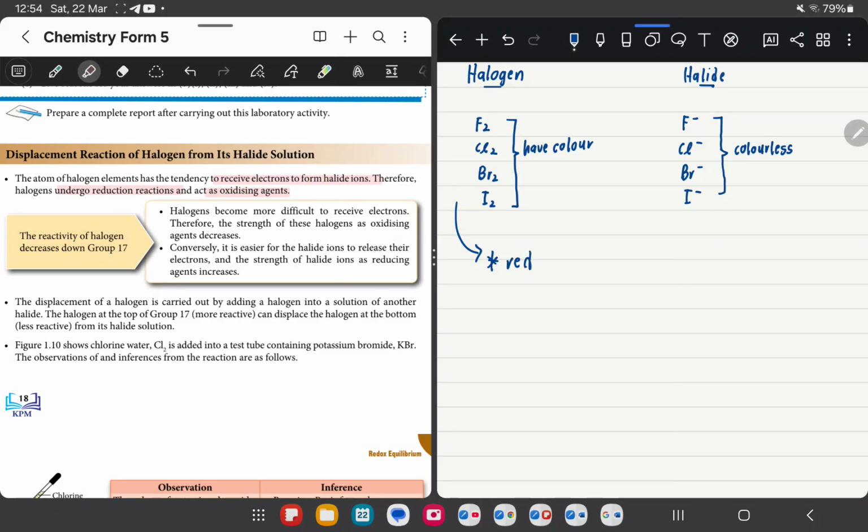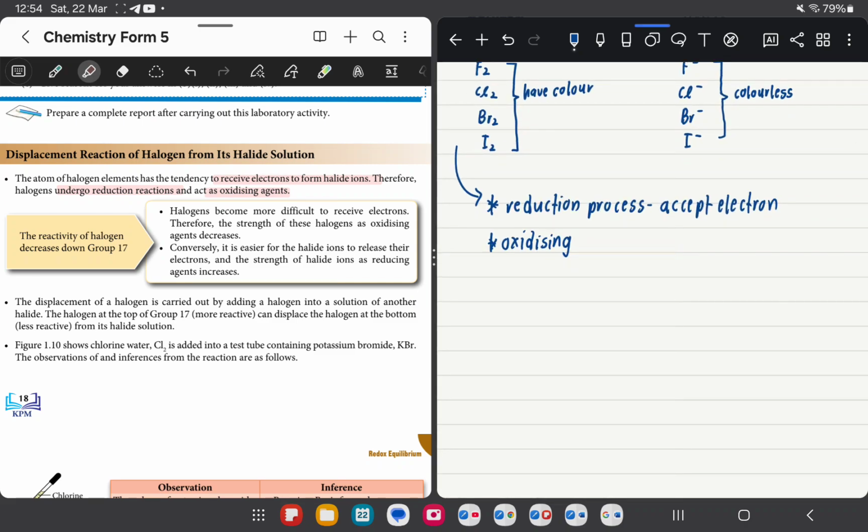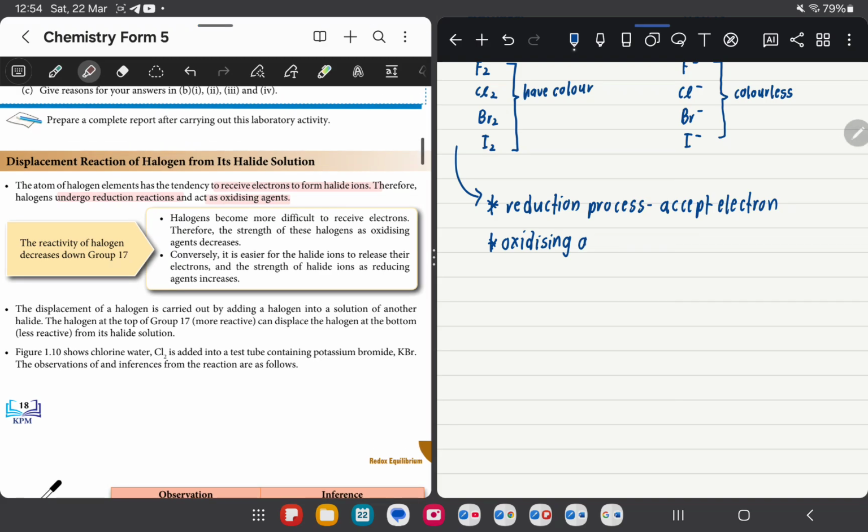Reduction process. Why reduction process? Because they accept electrons, normally 1 electron. And what agent? Oxidizing agent. So after this, you cannot say your halogens are oxidizing or undergo oxidation. No, no, no. Only halogens, they would be reduction. They undergo reduction, oxidizing agent. This is the main property you must understand.